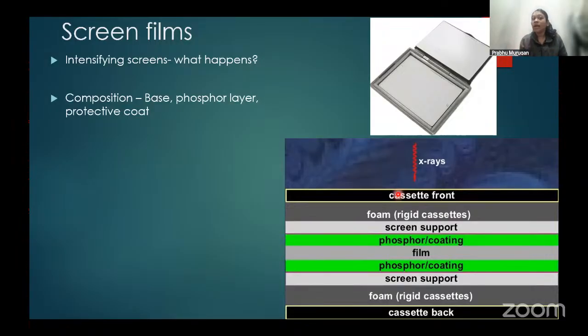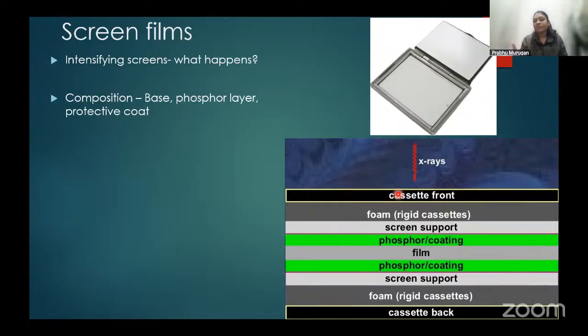Apart from this, one other biggest advantage is that it reduces the radiation exposure. We know these intensifying screens are sensitive to visible light, so we use the intensifying screen to convert the X-ray photons into visible light, and then expose the film, so that the radiation exposure to the patient is very much reduced.